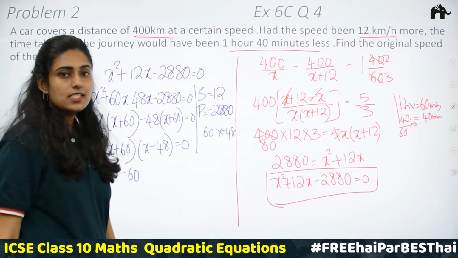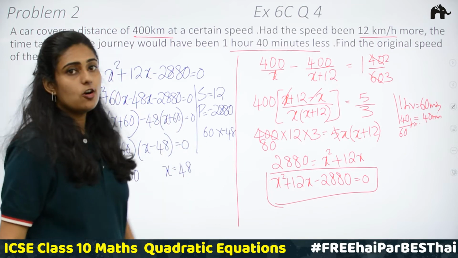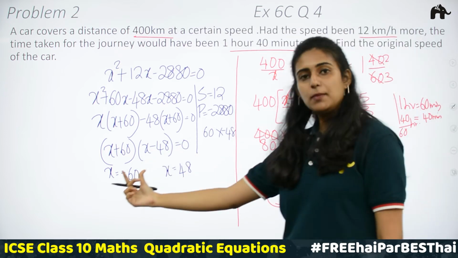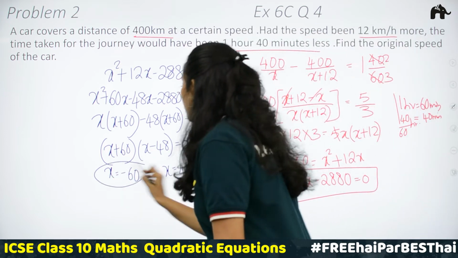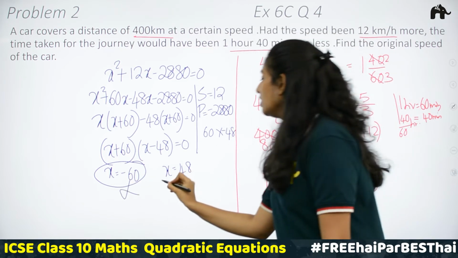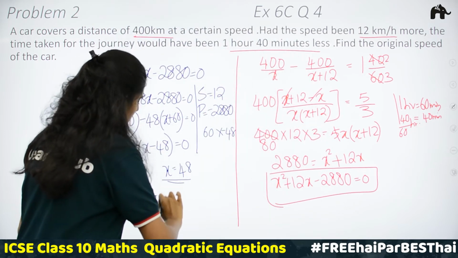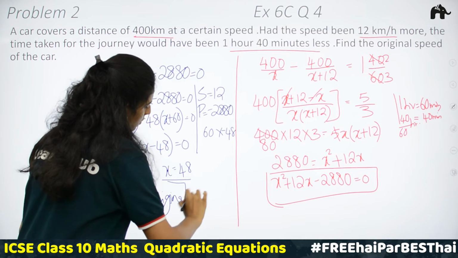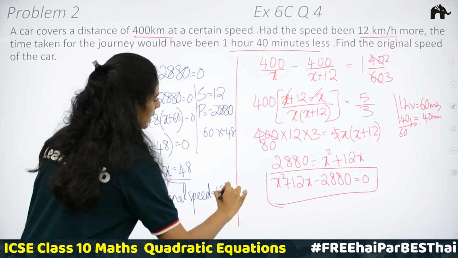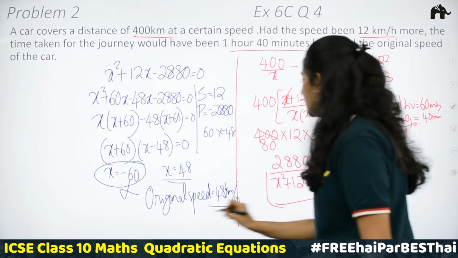If x minus 48 is equal to 0, then x is equal to 48. Okay. What is x? x is the original speed of the car. Can speed be negative? No. Therefore, x is equal to minus 60 gets cancelled. Only value of x is 48. That is, the original speed is equal to 48 kilometer per hour.